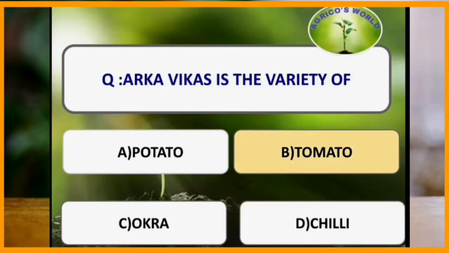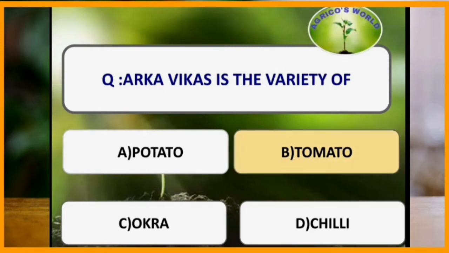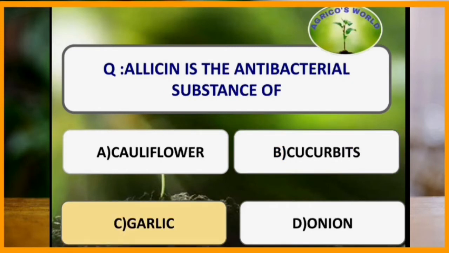AGRI.EXAMS is the variety of which crop? AGRI.EXAMS is the variety of tomato. Allicin is the antibacterial substance of which of the following? Allicin is the antibacterial substance which is present in garlic.